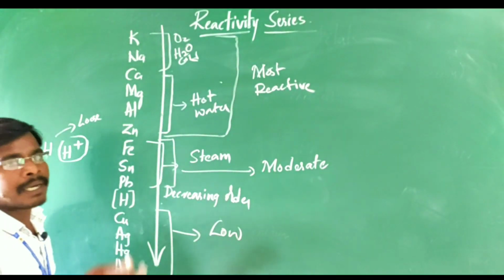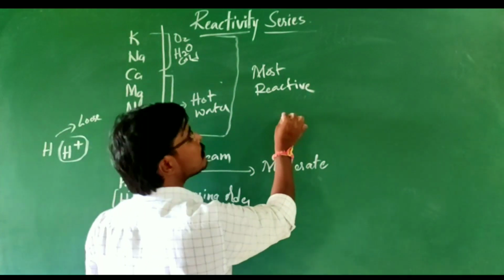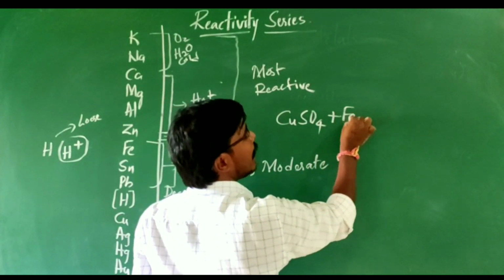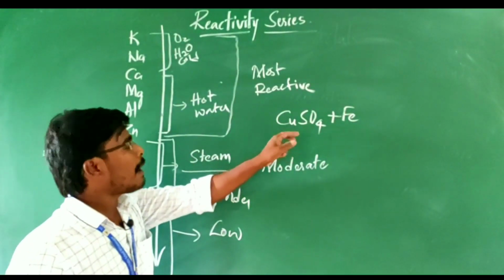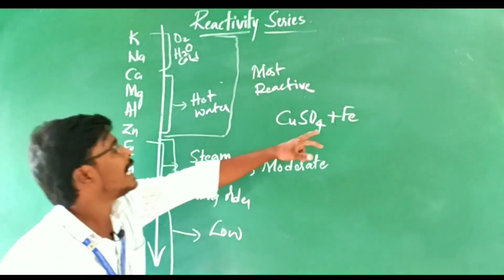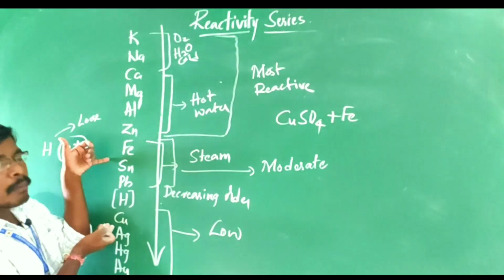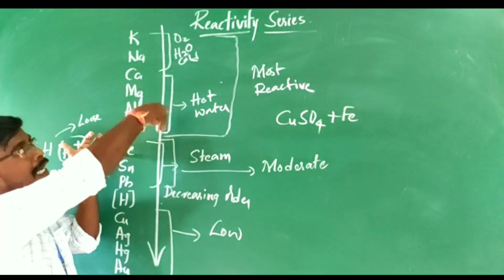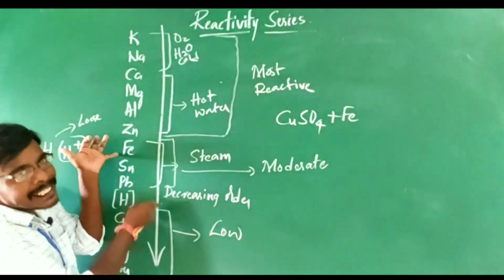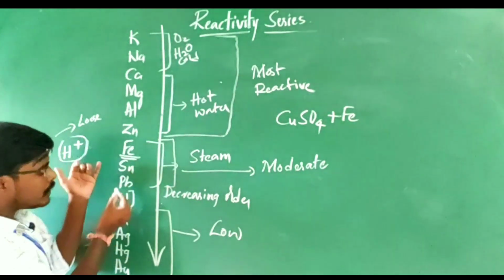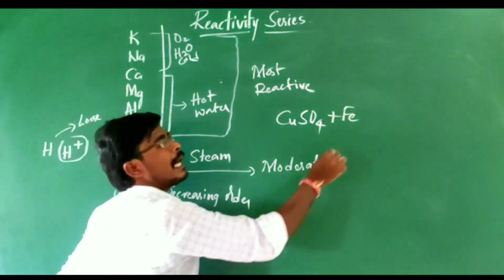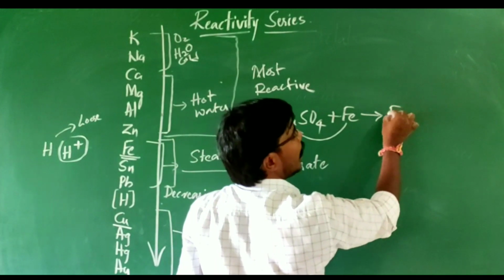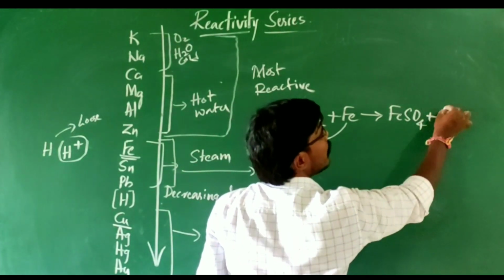Then what is the use of this? As I was saying, take a simple displacement reaction: copper sulfate is there, and to this copper sulfate I am adding iron. Copper is below hydrogen and iron is above hydrogen, which means it is also above copper. In the arrow mark I showed, all the elements are arranged in decreasing order. Iron is more reactive than copper. Due to that, iron has the ability to displace copper, and it will become iron sulfate with the deposition of copper.